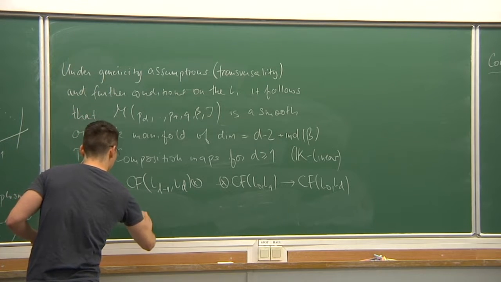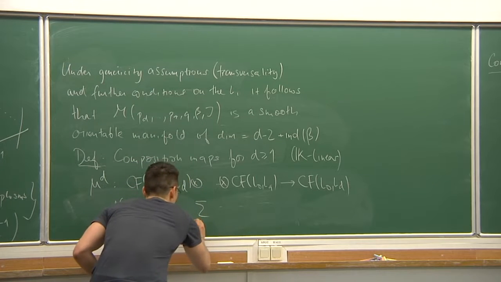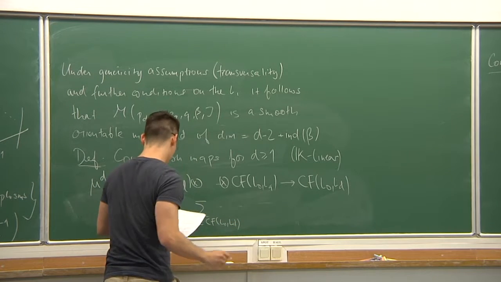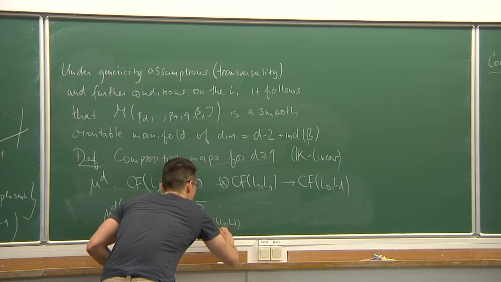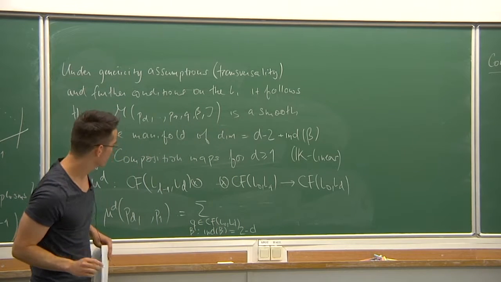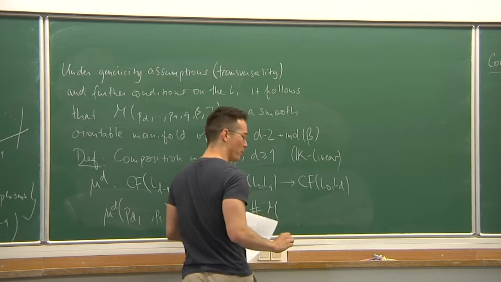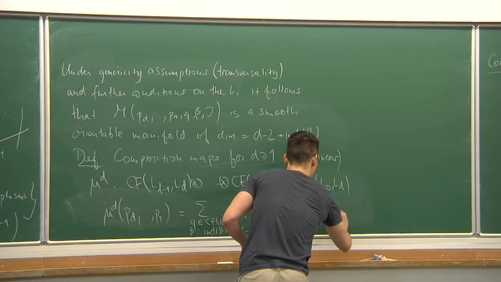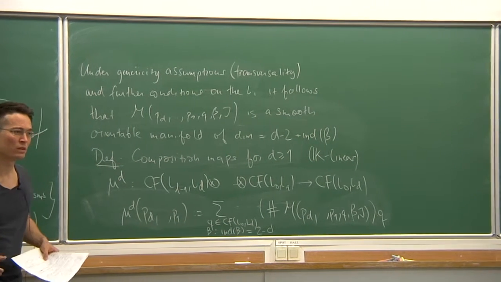Mu d of PD up until P1 is defined to be the sum over all Q in CF L0 LD. And here we take classes beta such that the index of beta is equal to 2 minus d. Can everyone read this? And then we take the signed count of elements in the zero-dimensional moduli space M, PD, P1, Q, beta, J, and multiply this with Q.